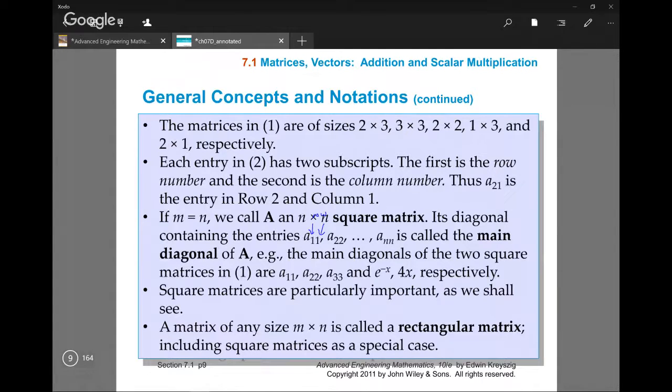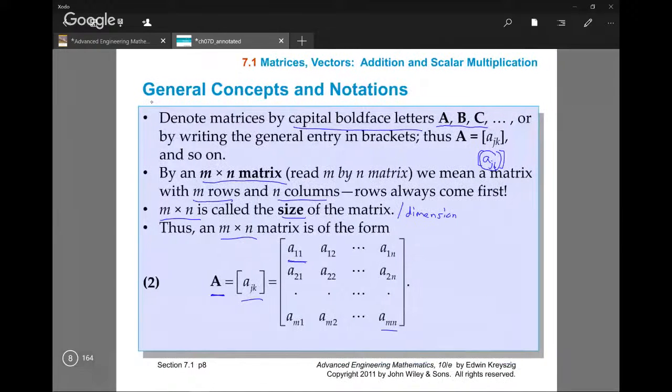In particular, the diagonal elements will be quite important. So for example, in this case, these are the diagonal elements. So they would be A11, A22 up till AMN. These would be the diagonal elements of a square matrix. So only square matrices have diagonal elements.